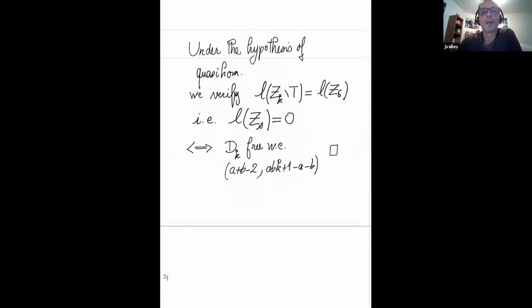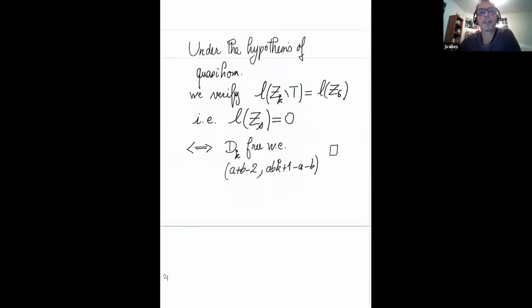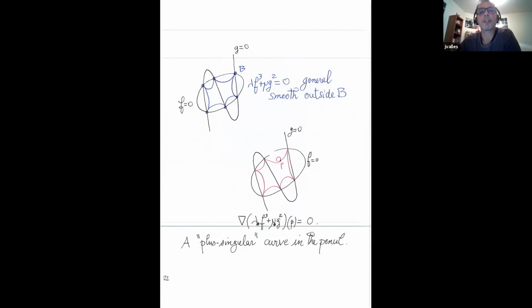And mainly we verify that the locus zeta K minus the contribution of the base locus coincides with zeta delta, which is the singularity of nabla F wedge nabla G. And then necessarily the last one, zeta S, will be 0. You see the long exact sequence. If zeta K minus T coincides with zeta delta, the last one, zeta S, is 0, and then the first vertical exact sequence in the commutative diagram splits. Okay, so DK is free with this splitting.